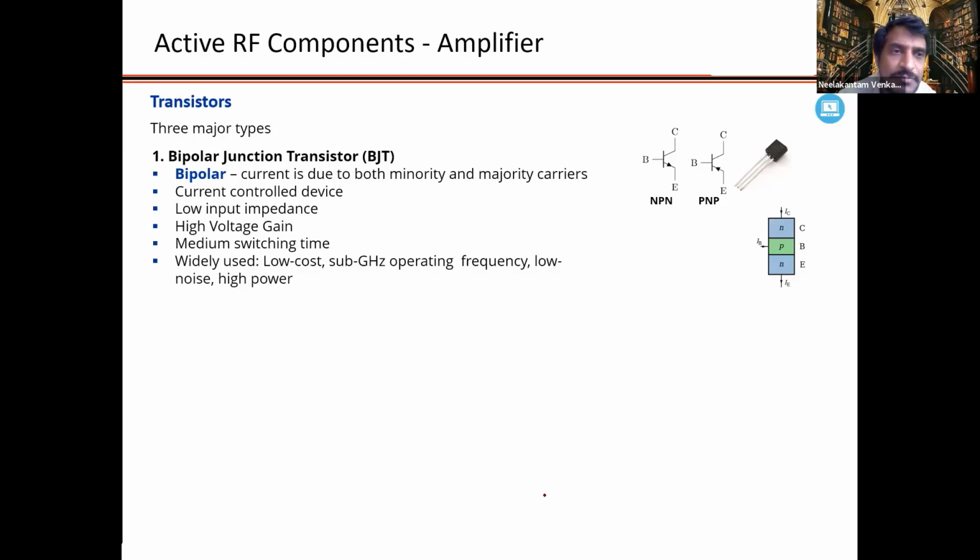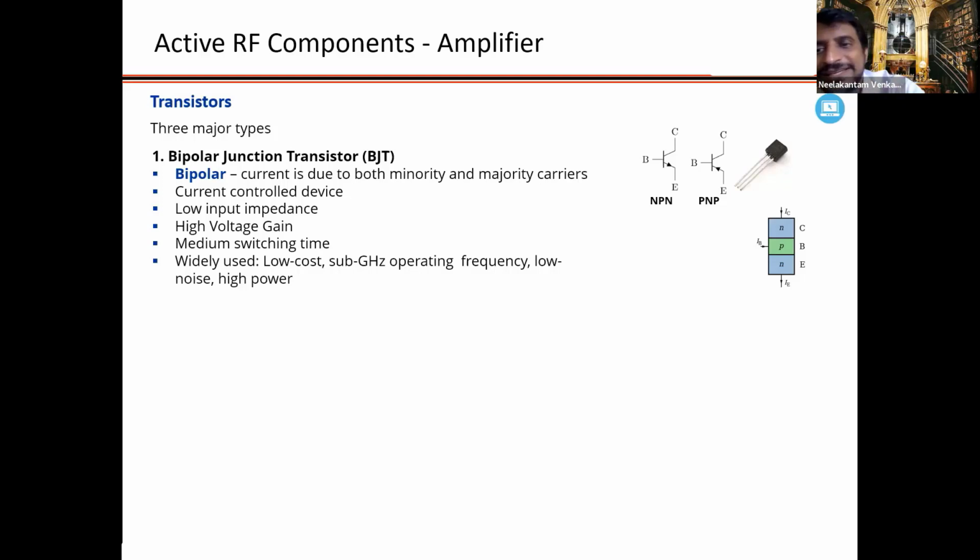Why don't you see much of the BJT, the bipolar junction transistor, in RF applications? The reason is this: bipolar, as the name says, has both P and N kinds of dopants in it. It has both P semiconductor and N semiconductor. That means it has both majority and minority carriers in it. So it's bipolar in that sense.